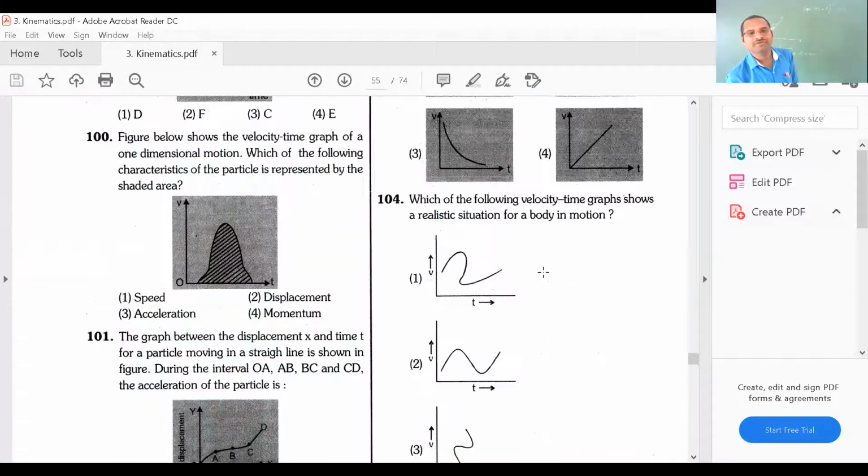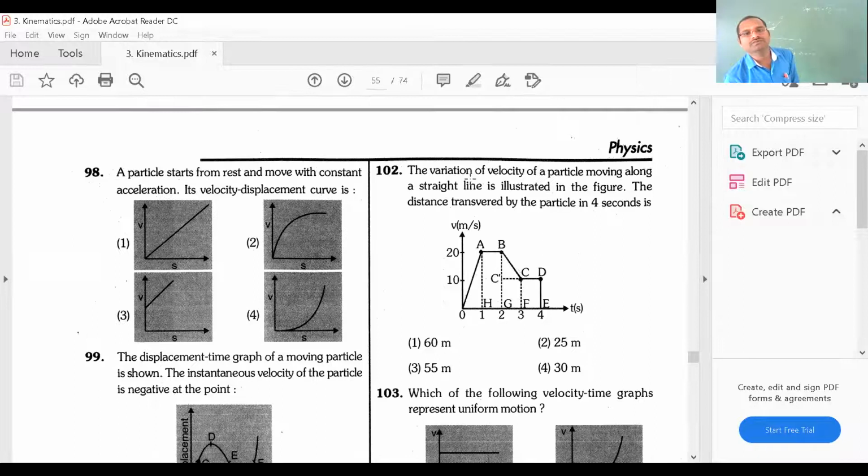I am moving to the next question, 102. The variation of velocity of a particle moving along a straight line is illustrated in the figure. Velocity and time graph is given. The distance traveled by the particle in 4 seconds. Very simple question. You need to find the area under the graph because they are asking distance. Find the area up to 4 seconds, and you get the answer.